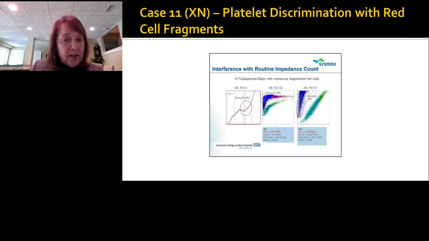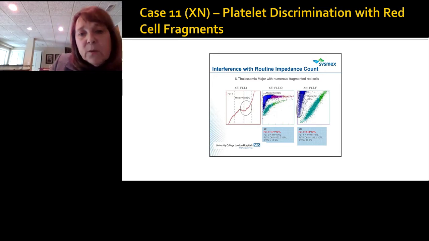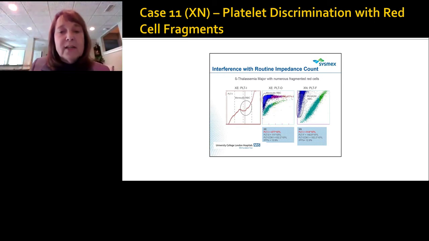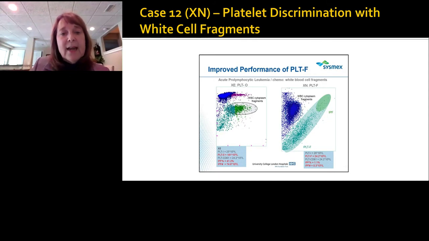This shows the value of actually having a fluorescence-based count and the value of the Platelet-O versus the platelet I when there are numerous small fragments. And I included this one, okay? This is another example of using the Platelet-F Scattergram. This is in a case of acute pro-lymphocytic leukemia with chemo and the presence now of white blood cell fragments. Although this is human, certainly we have multiple diagnostic areas where animals are receiving chemotherapy, so it's still a very relevant example. So let's look on the left.